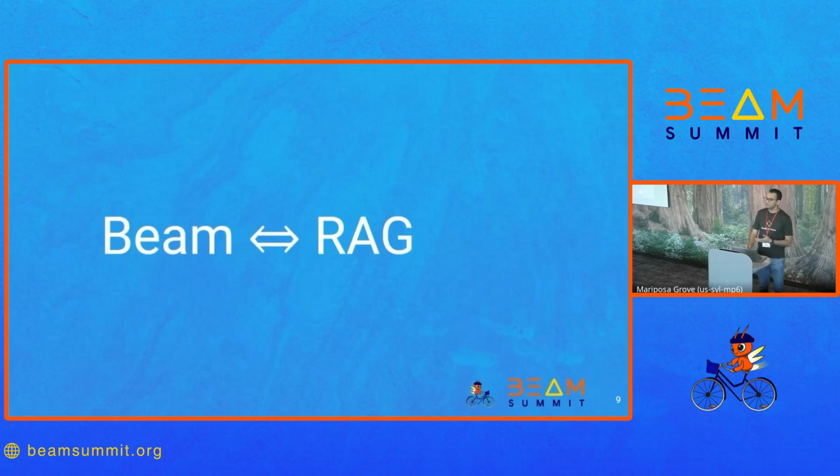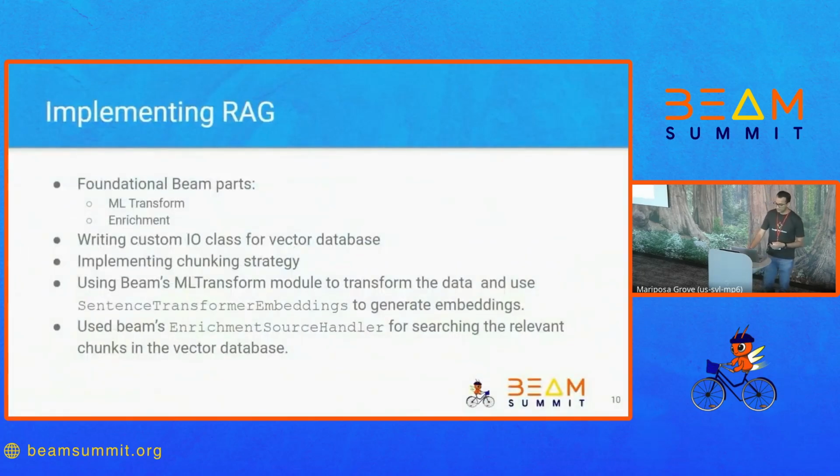Now, how can we use Beam to implement the RAG pipeline? For implementing the RAG pipeline, I used foundational Beam modules such as ML transform and enrichment. I had to write custom IO classes for the different vector databases that I used. I used two vector databases. One was Redis vector database. The other one was OpenSearch.